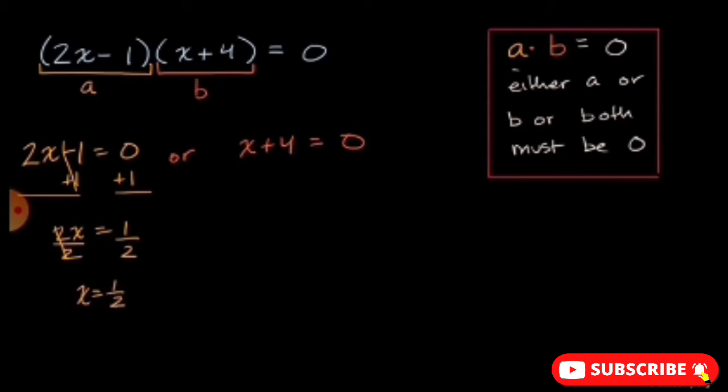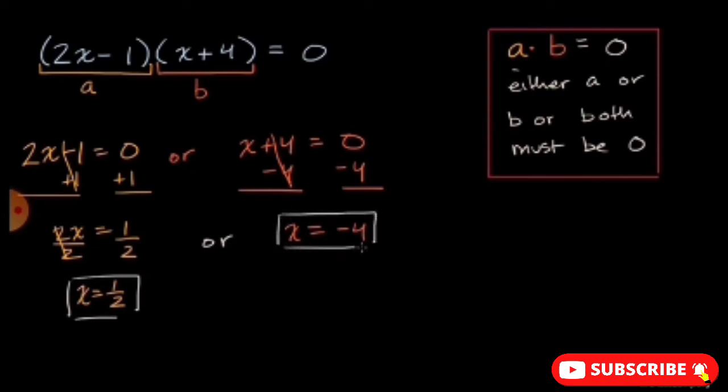And this is interesting because we're going to have two solutions here. Over here, if we want to solve for x, we can subtract 4 from both sides. And we would get x is equal to -4. So it's neat. In an equation like this, you can actually have two solutions. x could be equal to 1/2, or x could be equal to -4.